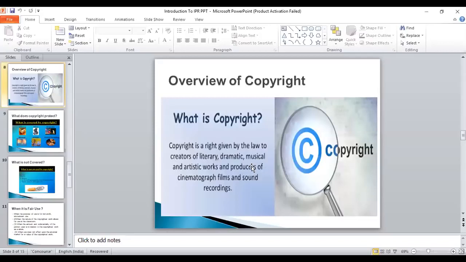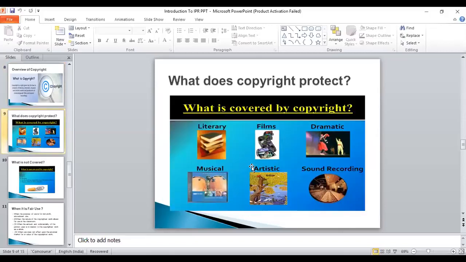We have discussed that copyright is a right given by the law to the creators of literary, dramatic, musical and artistic work, and the producers of cinematograph films and sound recordings. Now let's see what is covered by copyright. As I have discussed, many different types of content can be protected by copyright. That is books, which come under literary work, poems, plays, songs, films, dramatic work, sound recording, artistic and musical work.